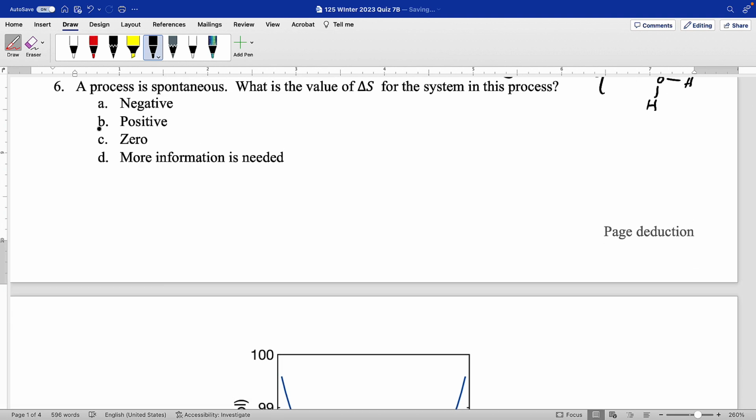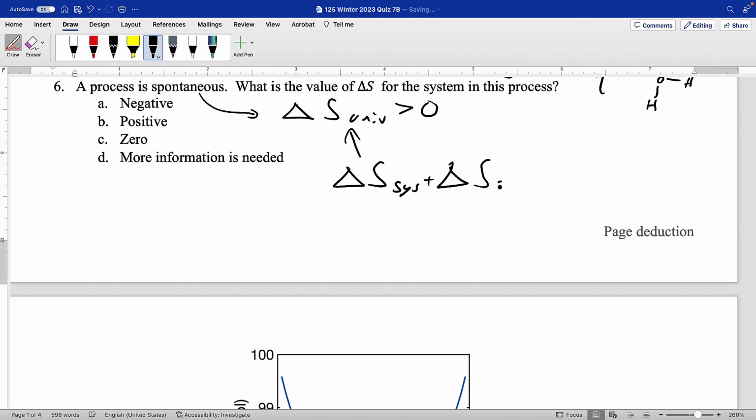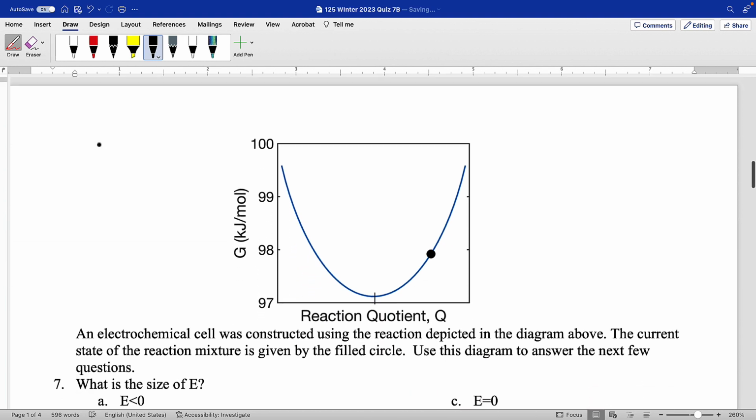Okay, a process is spontaneous. What does that mean? That means delta S universe is greater than 0, and delta S universe is a function of delta S for the system plus delta S for the surroundings. So we know that sum is greater than 0, but we don't know how to attribute that between the two pieces. So more information is needed if we wanted to say something about delta S for the system.